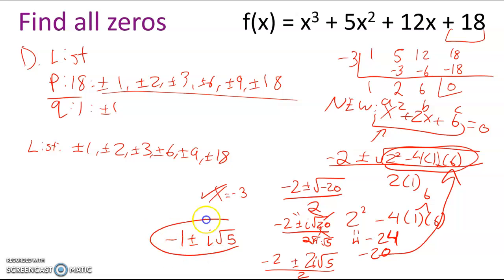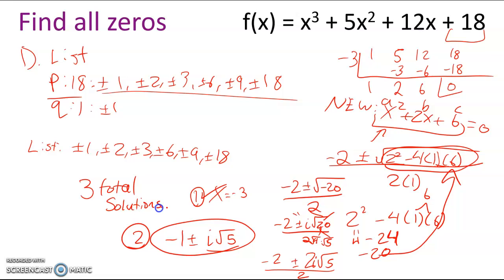All right. And now with this plus or minus, that gives me 2 solutions. This is already 1, so I have 3 total solutions, which is what I want. All right, I want 3 total solutions.